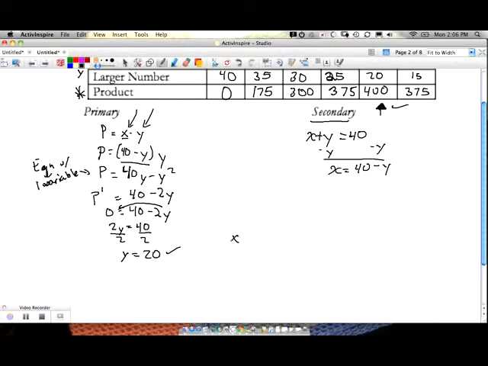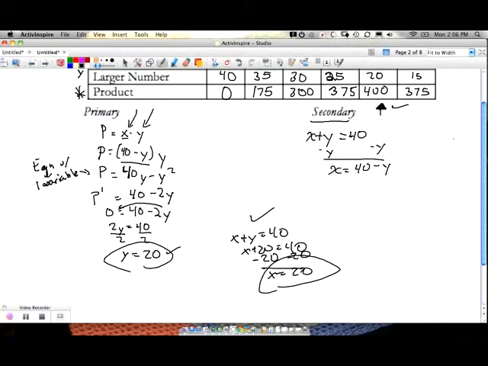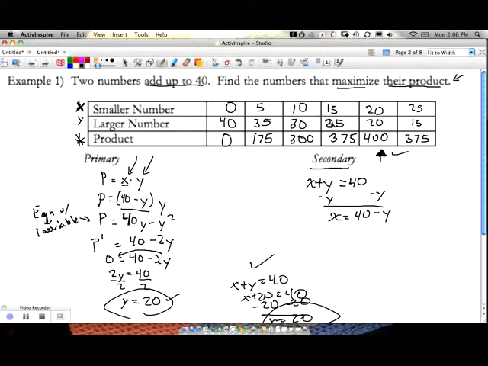And if y equals 20, we know that x plus y equals 40, and x plus 20 equals 40. Then we know that x equals 20. So the algebra and the calculus proves it. 20 and 20 are the two numbers. Let's check our question. Find the numbers that maximize the product. Check, we did that. Let's move on.